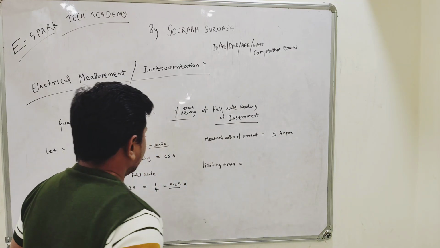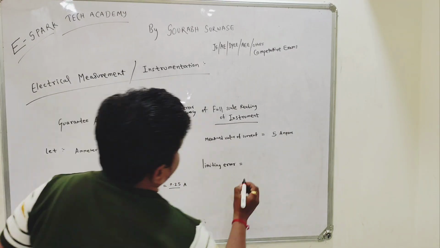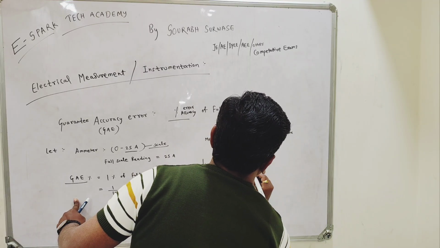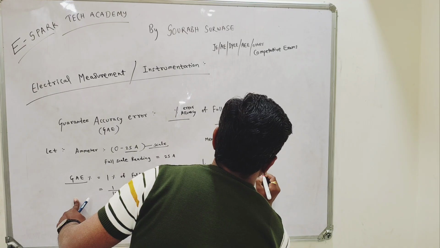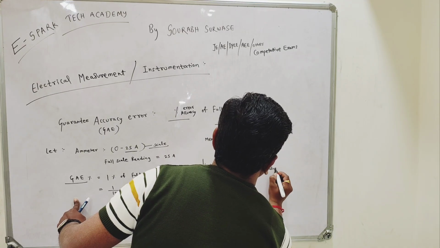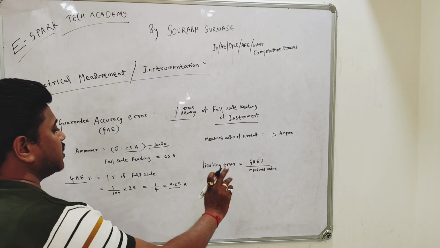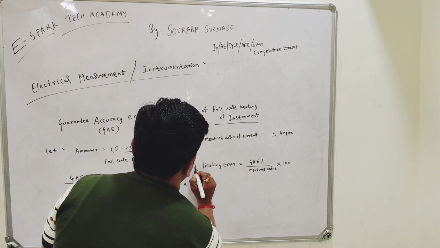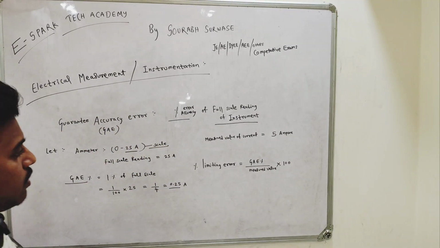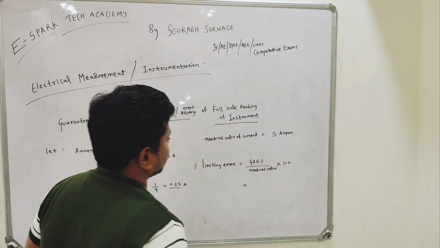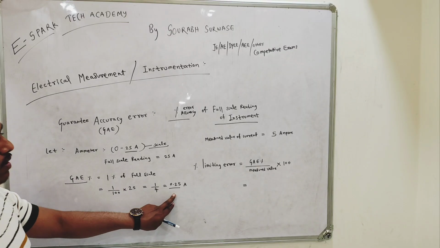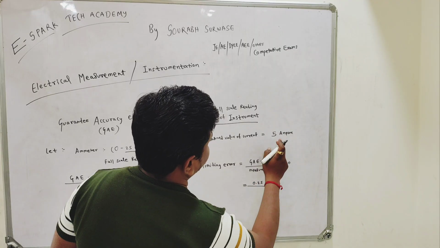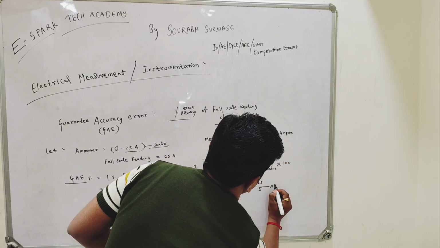Limiting error is nothing but this GAE percentage, the guaranteed accuracy error, divided by the measured value of the given quantity. It may be current, it may be voltage, whatever it may be, into 100. This is percentage limiting error. Now we only have to substitute the calculated values: 0.25 amps divided by the measured value, 5 amperes, into 100.